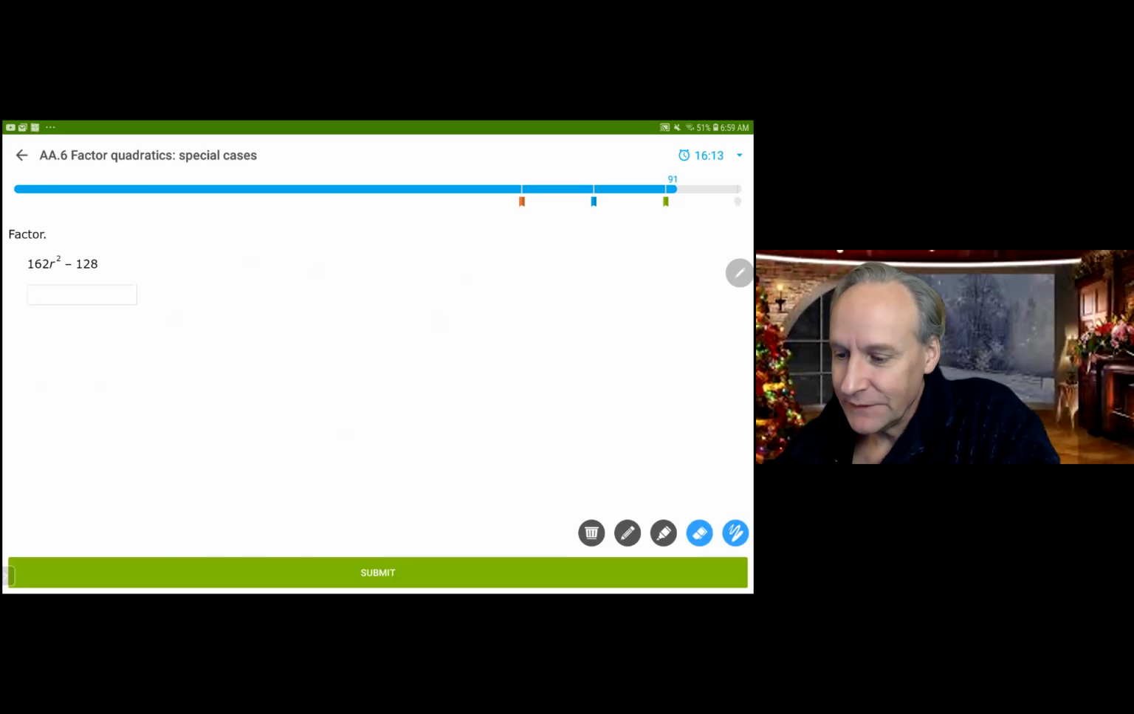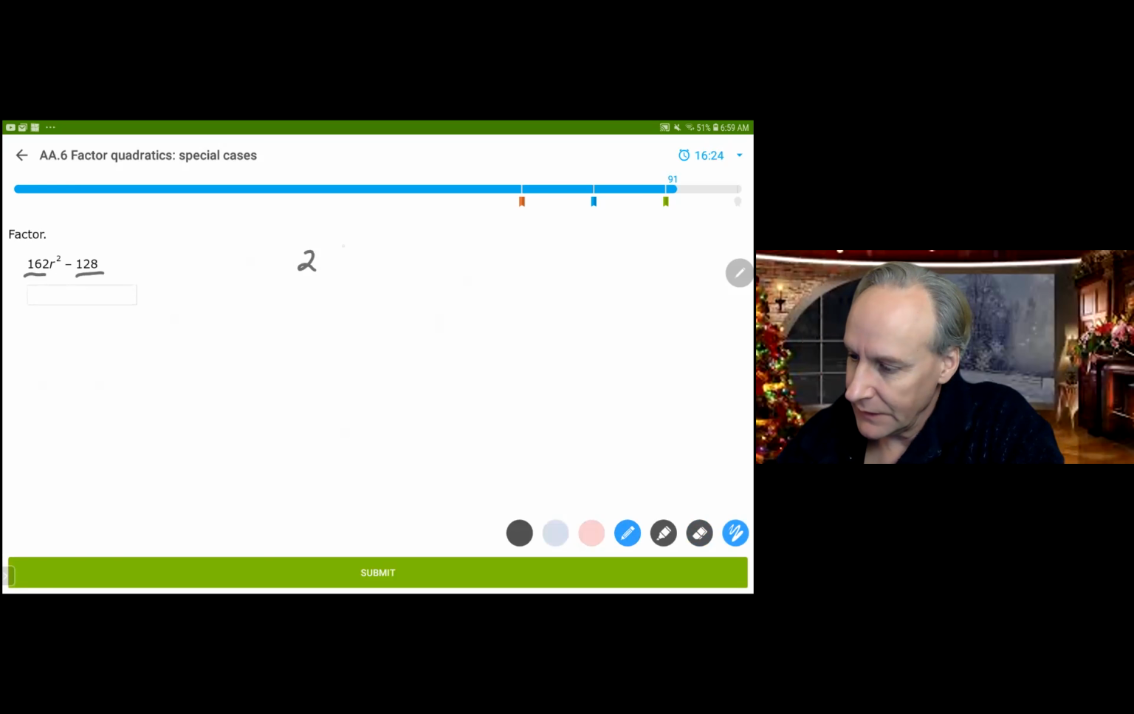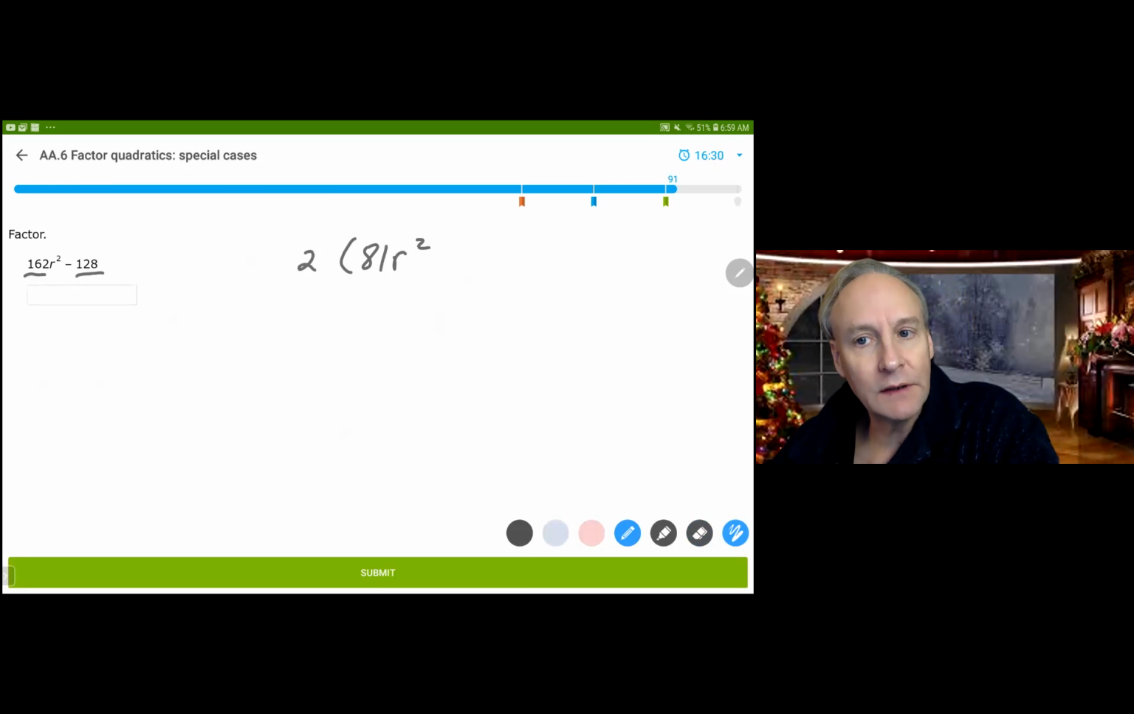Looks like a difference of squares, except that that's not a perfect square, is it? Darn. So it looks like we have to take out the 2. Those are both even. That's going to give me 2 times 81r squared, and half of 128 is 64. Now I have a difference of squares, don't I?